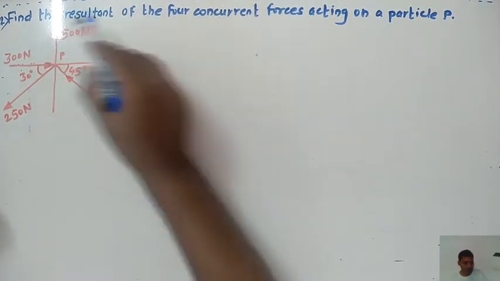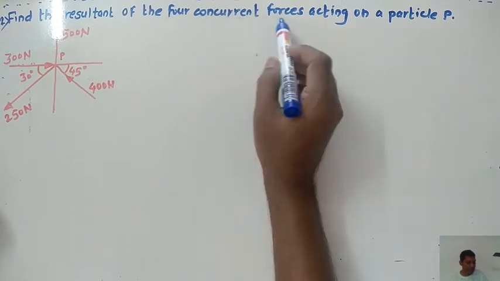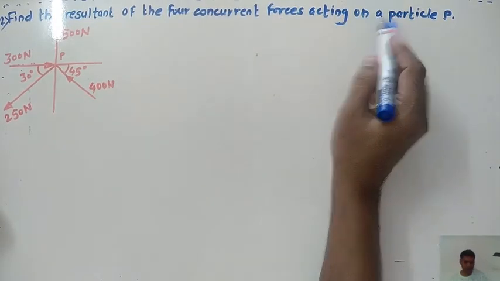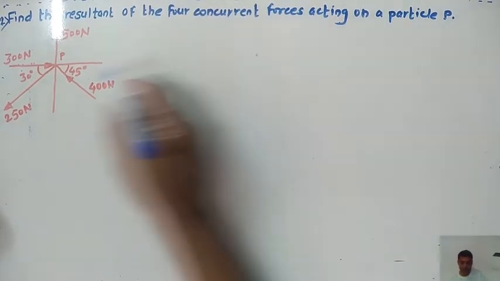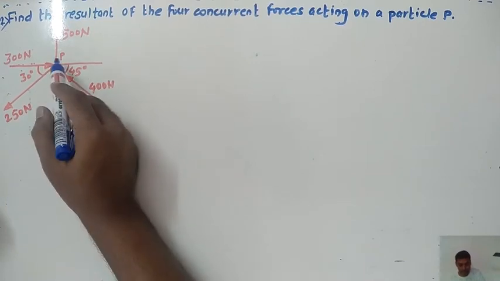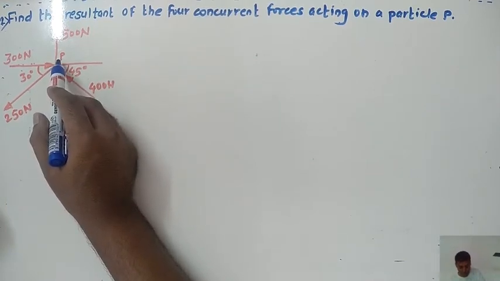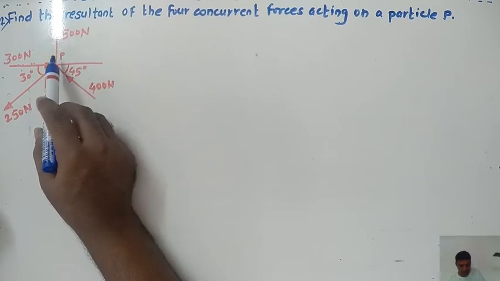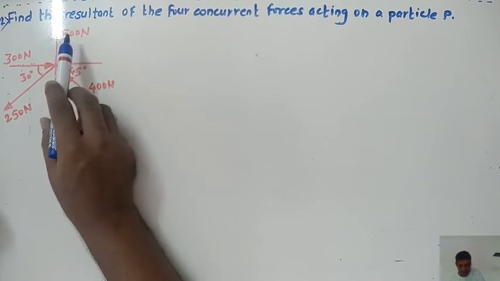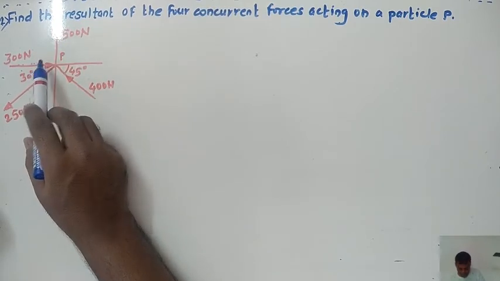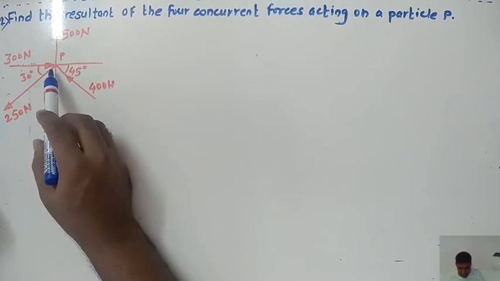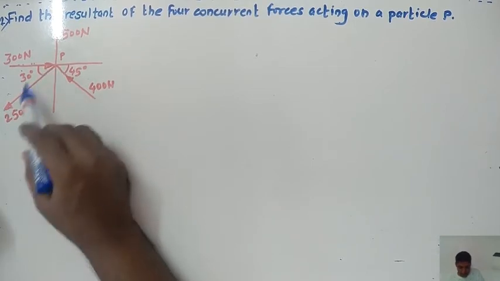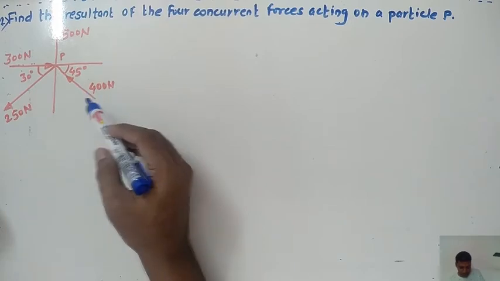Find the resultant of the four concurrent forces acting on a particle P. Okay, so in this way the problem is given. The particle P is here. On this particle P, four forces are acting, whose magnitudes are 500 Newton, then 300 Newton. Okay, so here 250 Newton, that force makes an angle of 30 degrees with the horizontal axis.